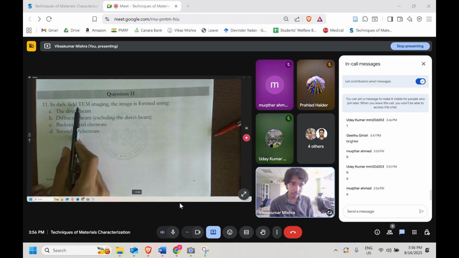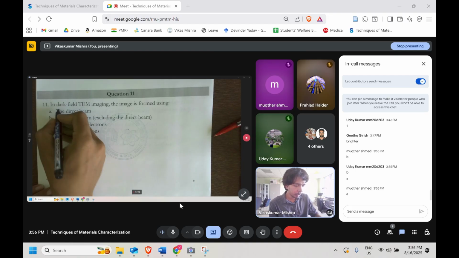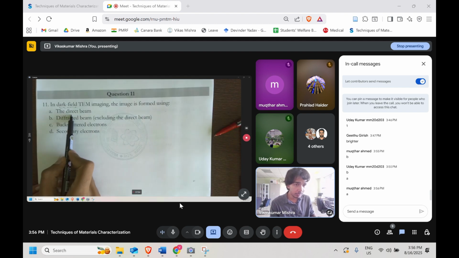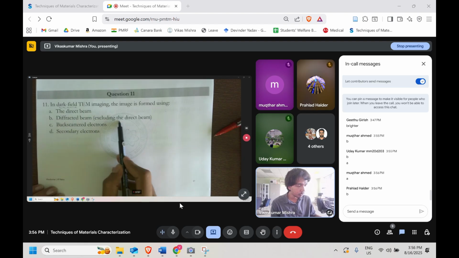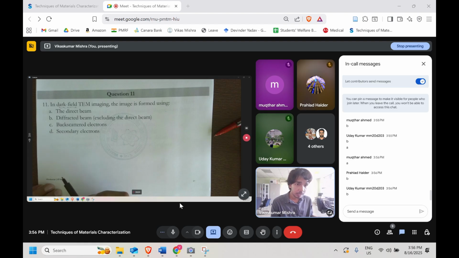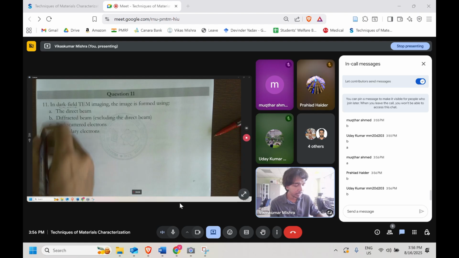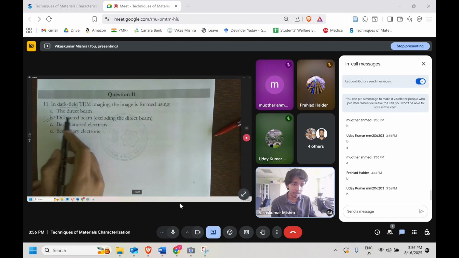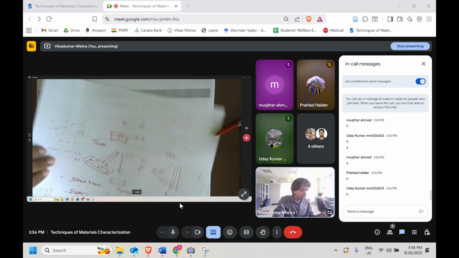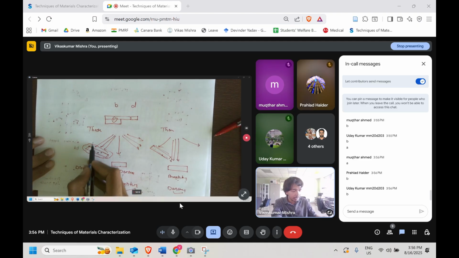Now we are talking about the dark field. In dark field TEM imaging, the point to be noted is that we are talking about the dark field. The image is formed using: direct beam, diffracted beam excluding the direct beam, backscattered electrons, or secondary electrons. What is the right answer over here? Prahlad and, yeah, Uday. Very good. It's the diffracted beam we are going to use, right, in the case of dark field. Very good, guys. So in this case, what we did is instead of the direct beam, we are using the diffracted beam.